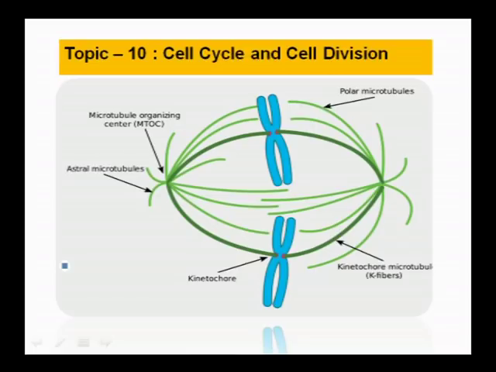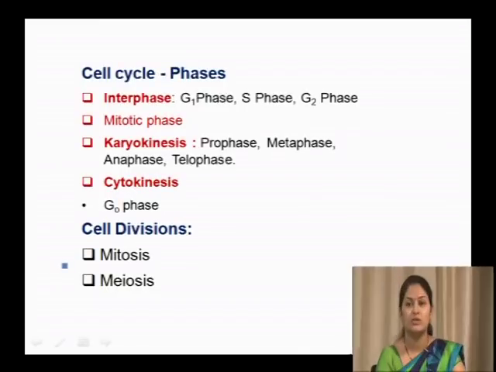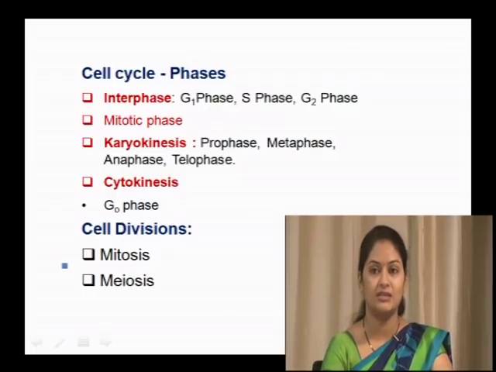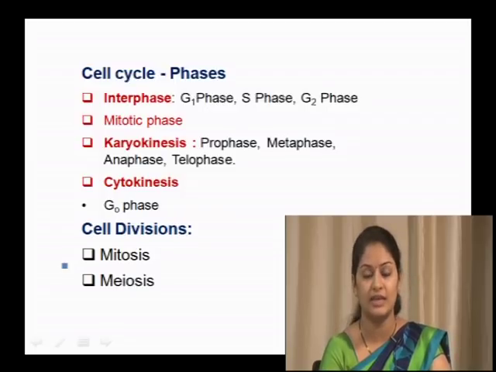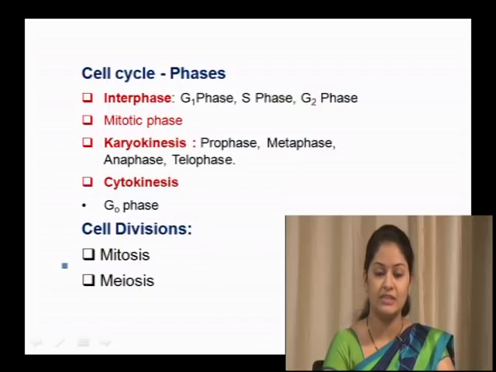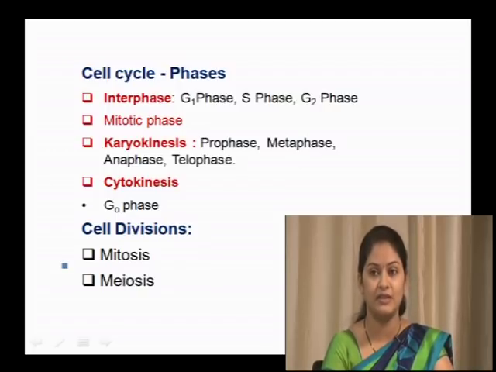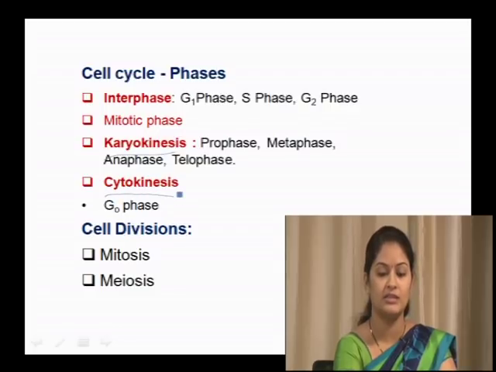Next one, moving on to the topic of cell cycle and cell division. So cell cycle indicates the sequence or series of changes that occurs in a cell from its formation until it divides into two daughter cells. So these processes are referred to as the cell cycle, and we can classify them into different stages. So the stages are interphase and mitotic phase. Interphase has the substages G1 phase, S phase and G2 phase. Mitotic phase is further classified into karyokinesis and cytokinesis.